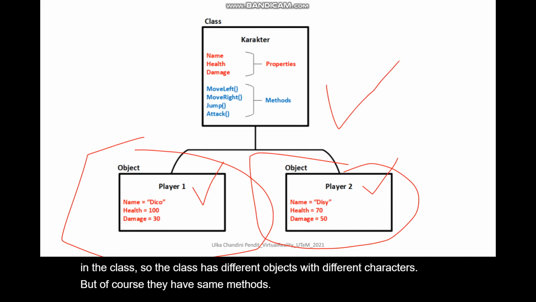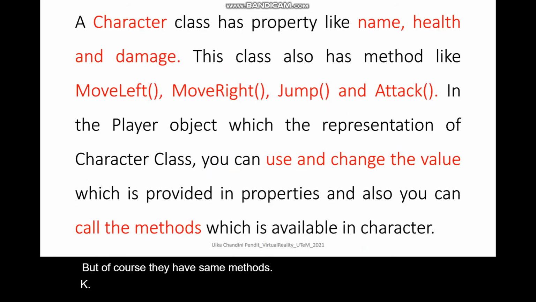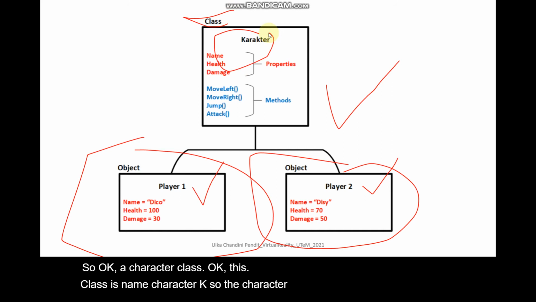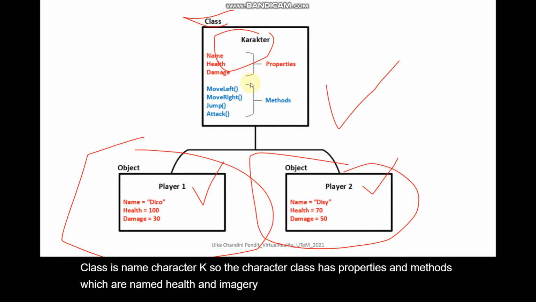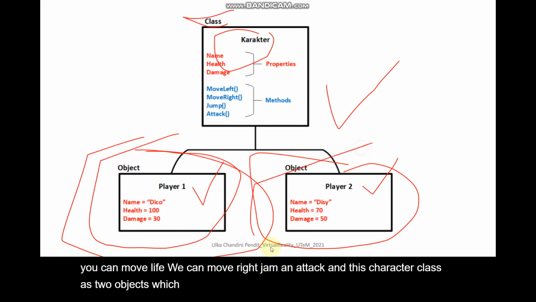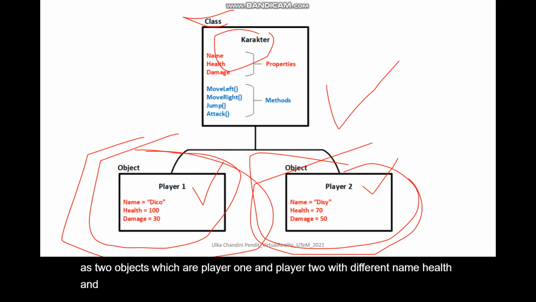So, a character class. This class is named character. The character class has properties and methods, which are name, health, and damage for the properties, and for the methods you can move left, move right, jump, and attack. And this character class has two objects, which are player 1 and player 2, with different name, health, and damage, but with the same methods.